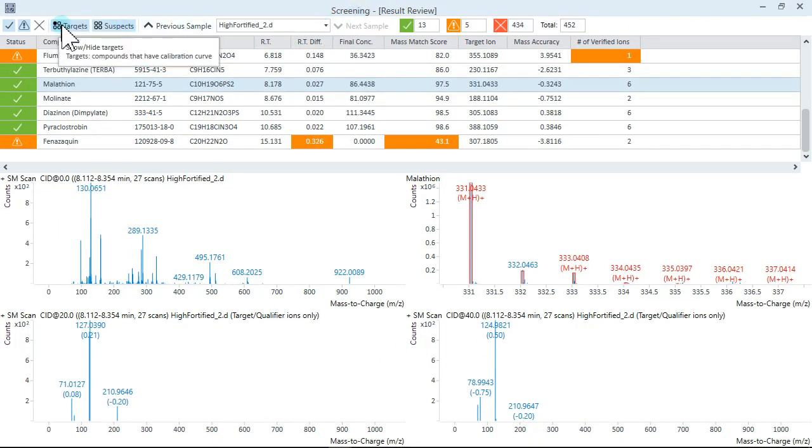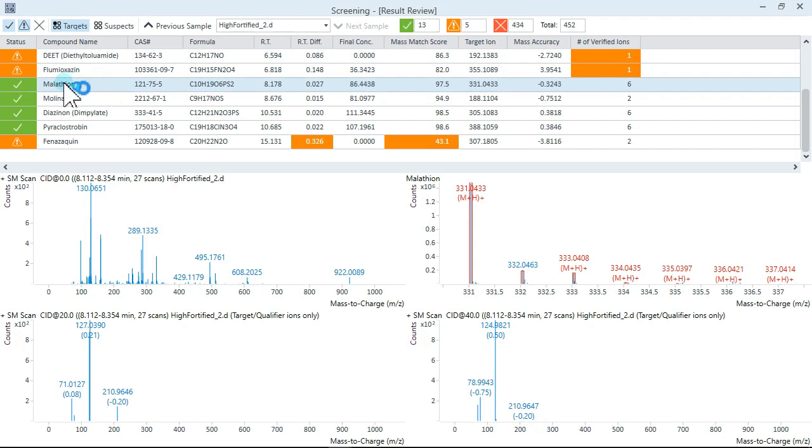So I've got targets and suspects. Let me just look at the targets. And there's malathion, which has gotten a green. So green means it passes all the criteria. There's green, meaning it's a hit. There's some that are, well, maybes, and then there's a whole lot that, well, we're not interested in.